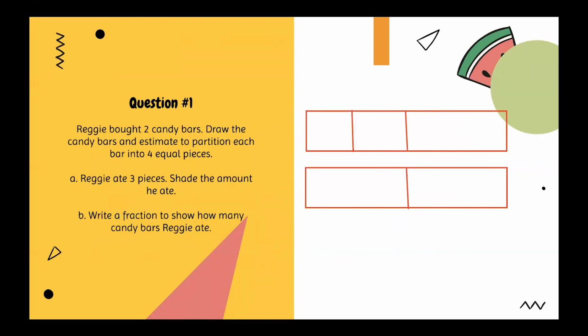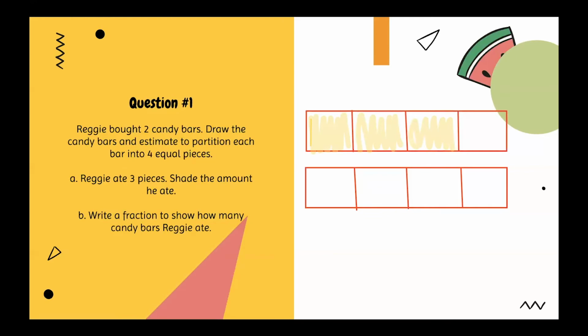So I'm going to make cuts halfway in between those lines. And let's make sure I have 4 pieces in each candy bar. Here's 1 piece, 2, 3, 4 pieces in one whole. And then same thing for the bottom, we have 4 pieces. So A asks us, Reggie ate 3 pieces. Shade the amount he ate. So I'm going to do, here's 1 piece, here's 2 pieces, and here's 3 pieces. So we shaded in the amount he ate.